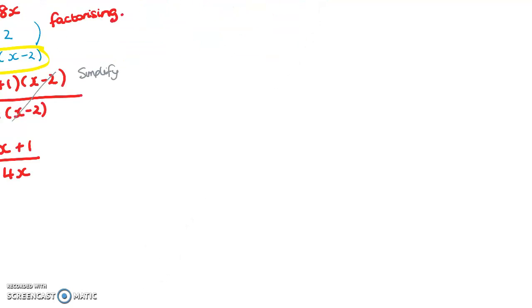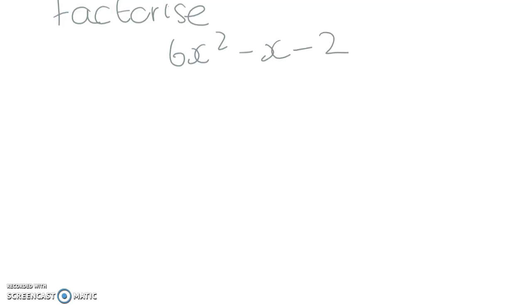Okay, so lads, then we're going to go on to another one. Right, let's pull this up. Okay, so we're going to do this one. Factorize 6x squared minus x minus 2.